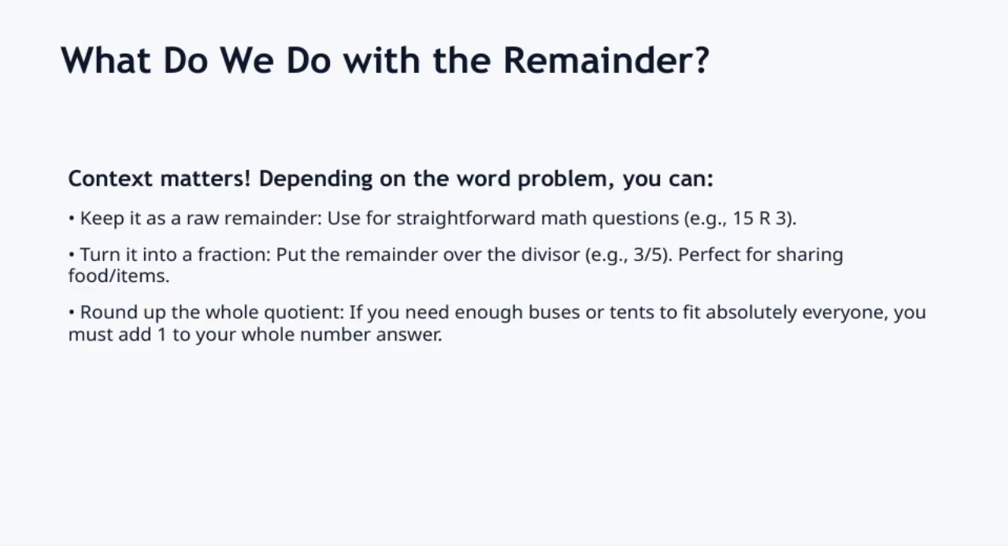Context is everything when it comes to remainders. Sometimes, we just leave the remainder as is, like 15 remainder 3, especially in simple math problems. Other times, we turn that remainder into a fraction like 3/5, which works great when we're dividing things like food or items. And then there are cases where we have to round up, adding 1 to the whole number, like when we need enough buses or tents for everyone, no exceptions. So, what do we do with the remainder? It all depends on the situation.